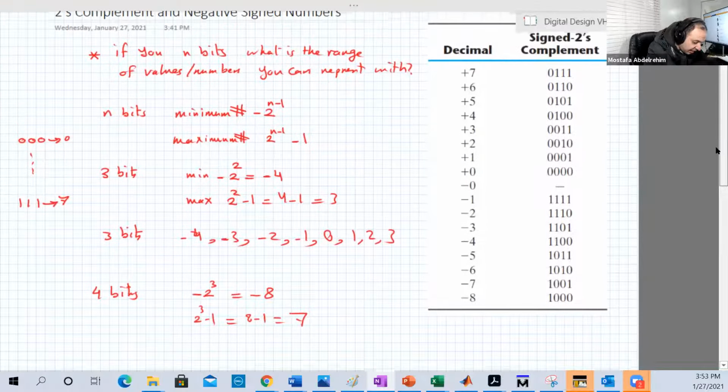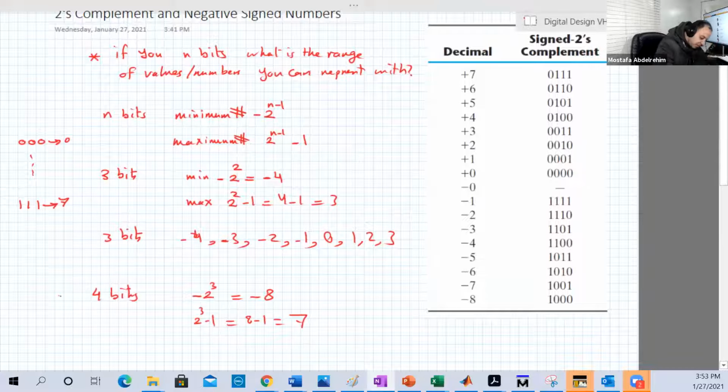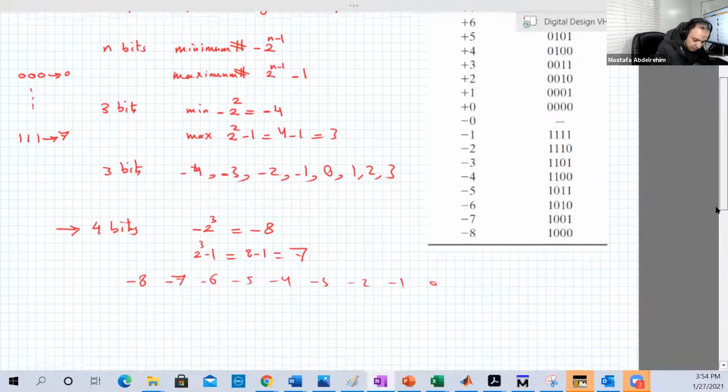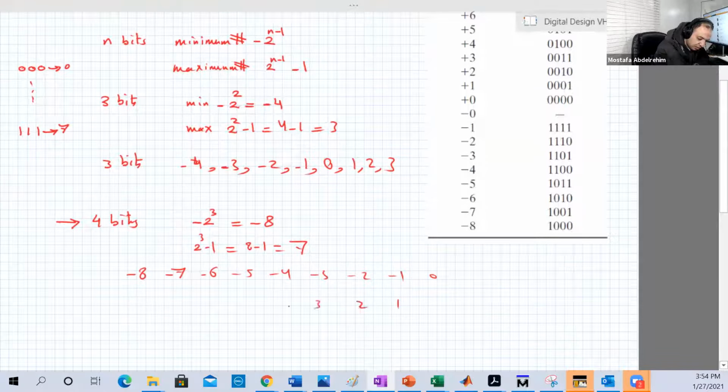And let's take this example and go forward to introduce the second important property that I want to introduce to you. So let's see how I can represent these numbers. With 4 bits, I can represent minus 8, minus 7, minus 6, minus 5, minus 4, minus 3, minus 2, minus 1, 0. Then 1, 2, 3, 4, 5, 6, 7.